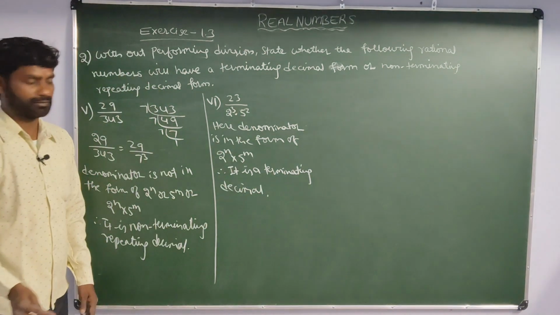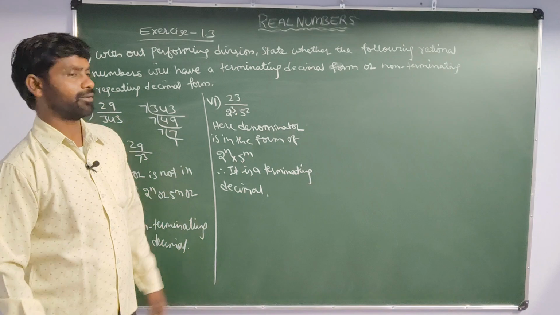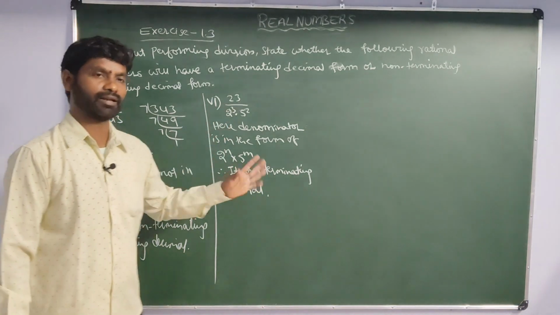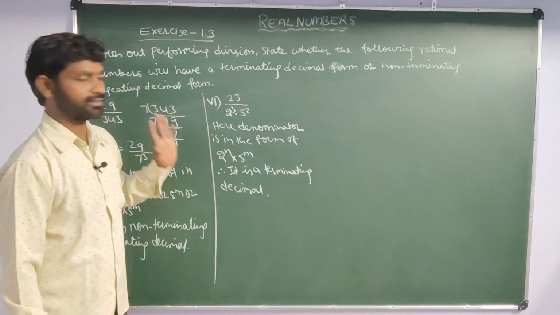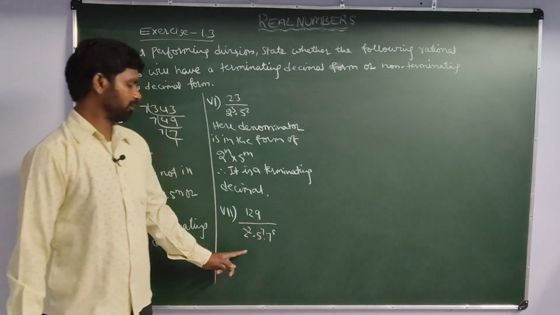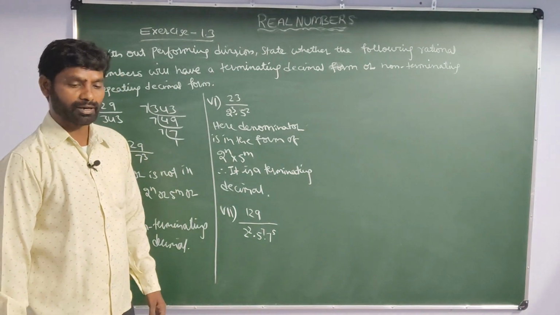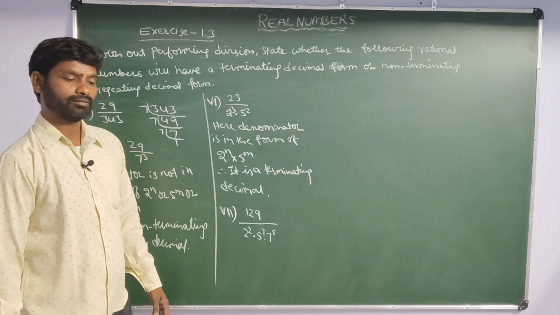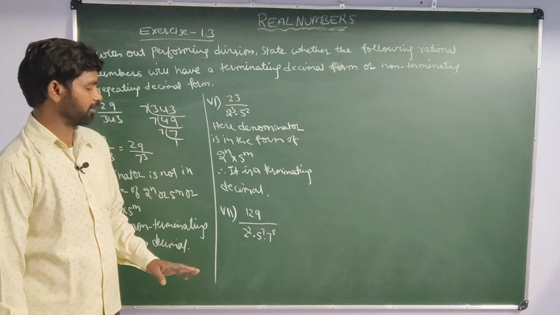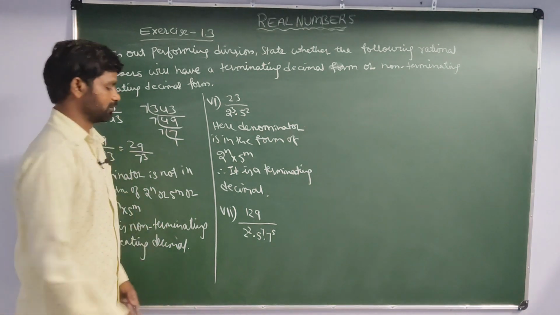No need of writing anything, or no need of taking the prime factors. Directly the denominator is in the form of 2 power n into 5 power m. Then we can say that it is a terminating decimal. Right, next question. 129 by 2 square into 5 power 7 into 7 power 5. Observe the denominator. The denominator is not in the form of 2 power n into 5 power m, and we can say that it is non-terminating repeating decimal.